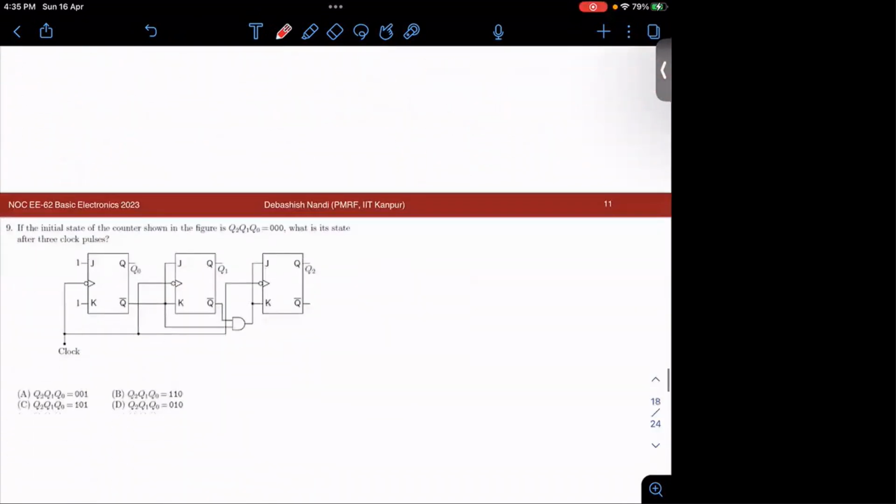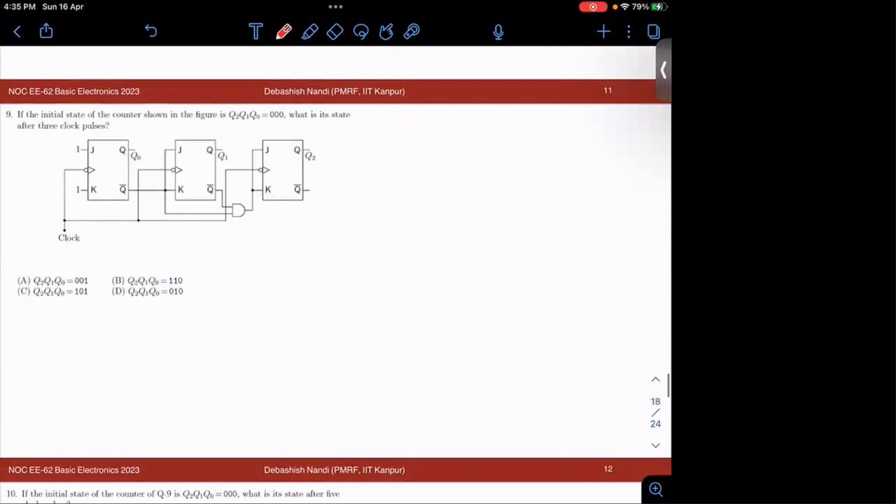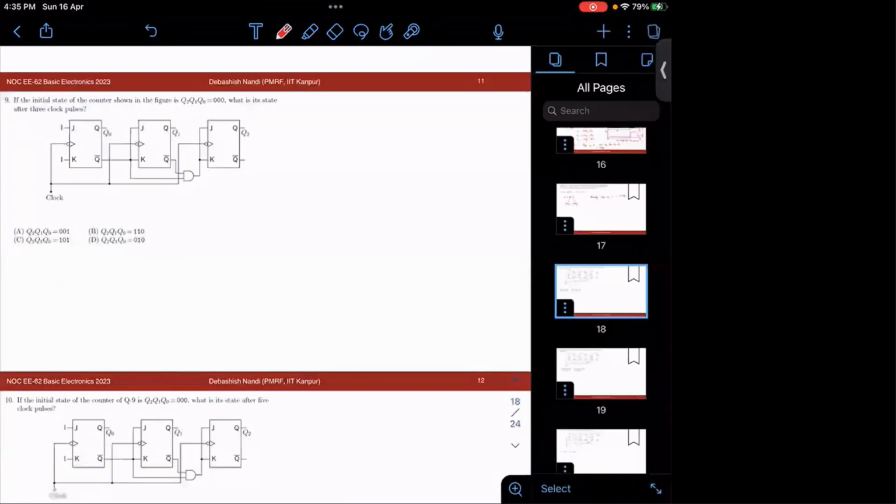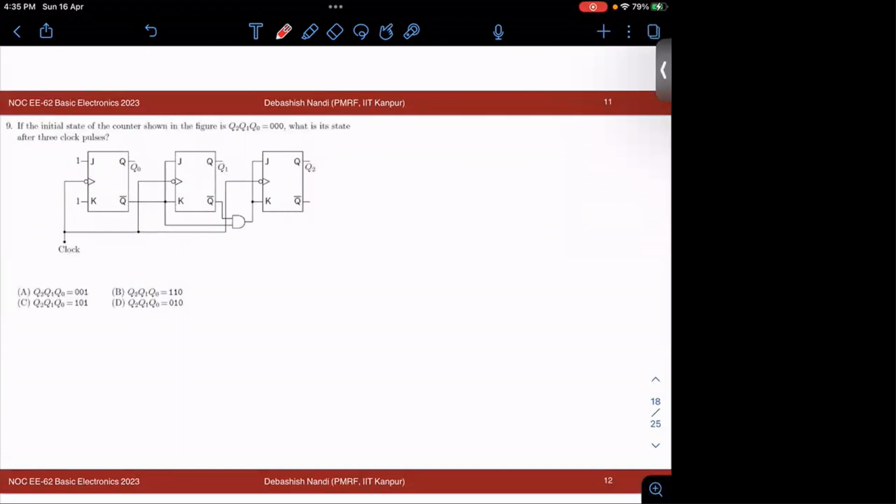So moving on to problem number 9. Again, this is similar to problem number 4, but instead of a D flip-flop, here we have a JK flip-flop, fine. And instead of level triggering, here we have negative edge triggering, fine.